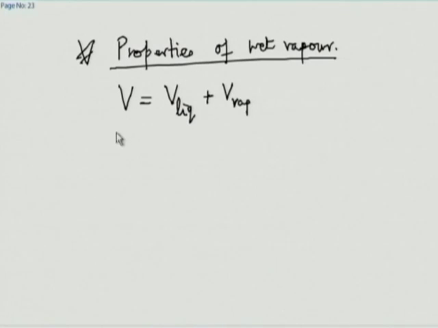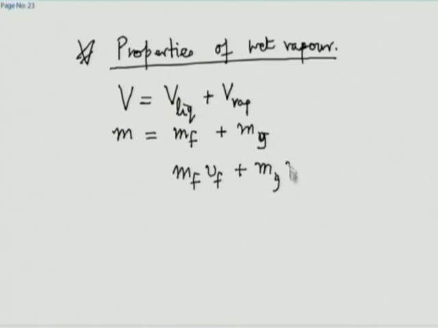The mass will be mass of the liquid part plus mass of the vapor part. And what about the volume? The liquid will be in the saturated liquid state because liquid and vapor are in equilibrium. So, the liquid volume will be mass of the liquid part into specific volume of the liquid plus mass of the vapor part, say mg, into specific volume of the vapor, and this will be the total volume M into specific volume of the whole system.